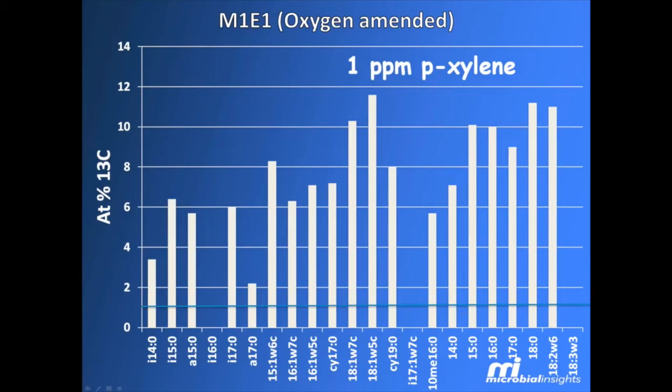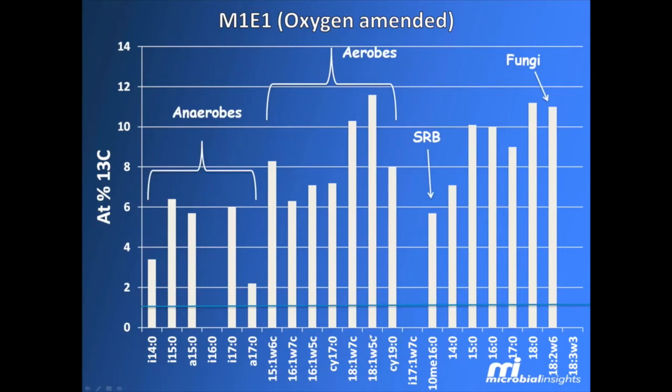Now, my reason for showing you this is because, again, using the information like that that's on the MI website, we can determine what kinds of microorganisms are actually involved in the biodegradation of paraxylene. And if you look at that, you see that there are anaerobes involved, there are aerobes involved, there's even a sulfate-reducing organism that's involved, and there's fungi involved. So what we're seeing here with oxygen stimulation, a huge community of microorganisms are being stimulated and participating in the biodegradation of paraxylene in that well.